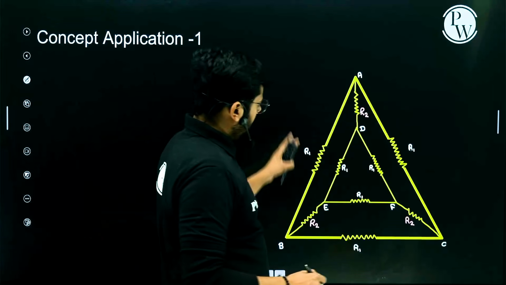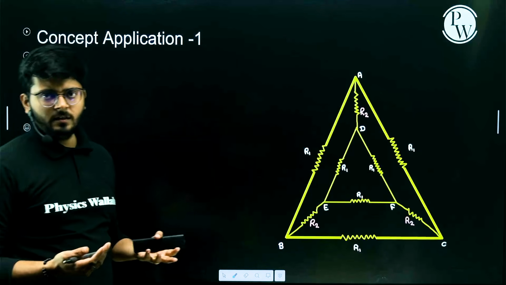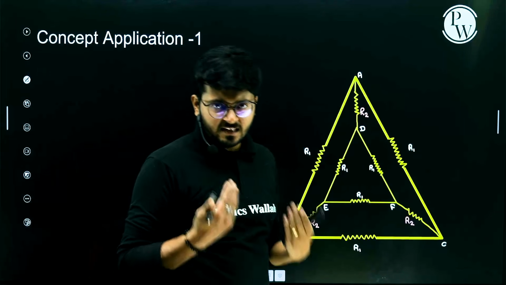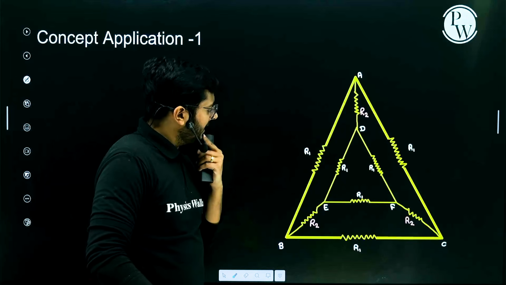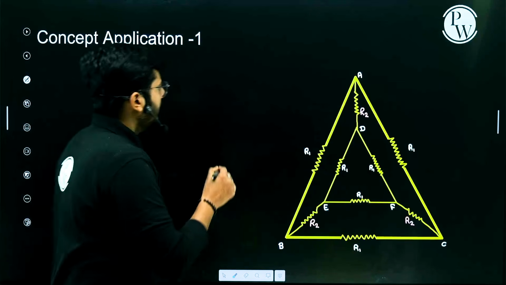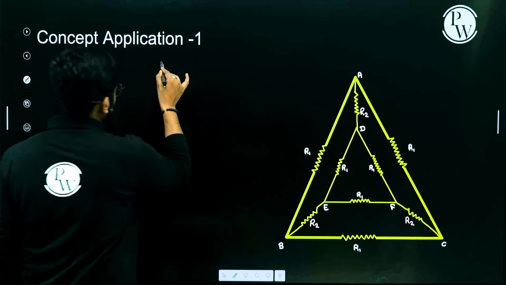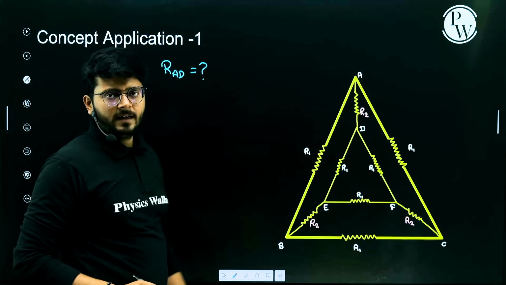Over here, look at this particular problem. If you try to solve it by successive reduction, you can identify which elements are in series and which elements are in parallel. Can you identify it? By looking into this circuit, if you have to find out the net resistance, right? So let's say that we have to find the net resistance between A and D. This is the question. This is what we have to find out, right?